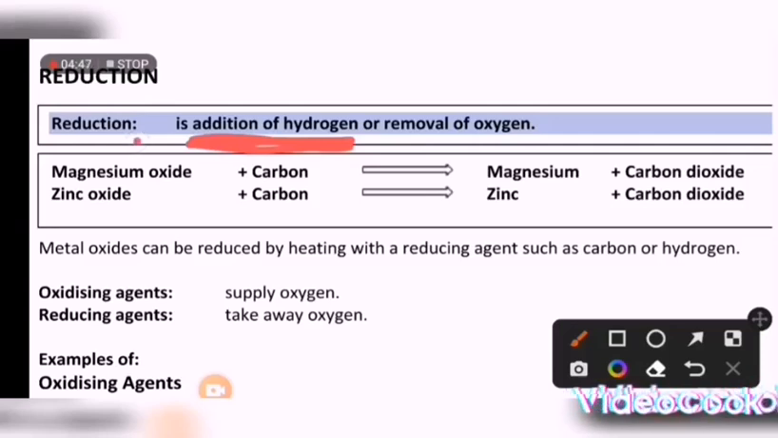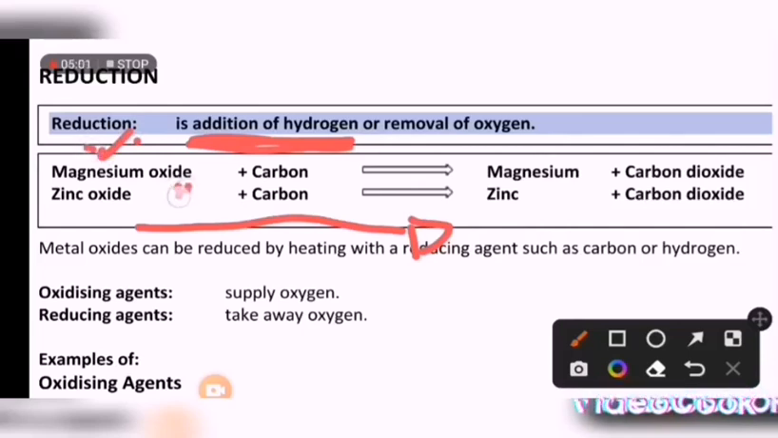So here are the examples of a reduction reaction. Right, there is magnesium oxide, which means there is magnesium with oxygen, plus carbon, then we get magnesium.